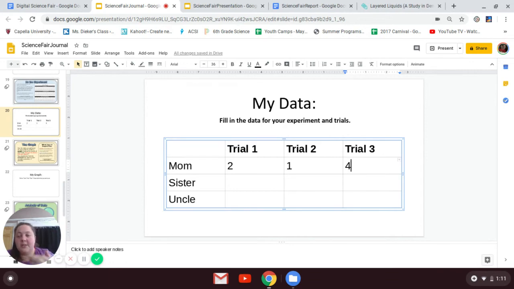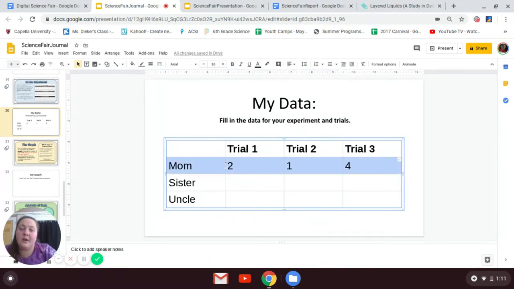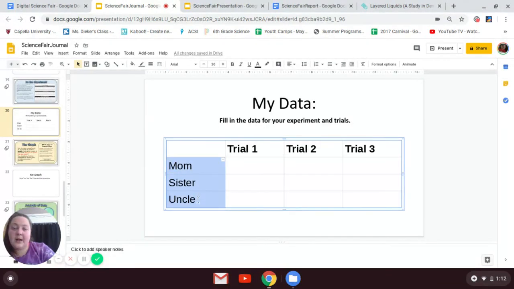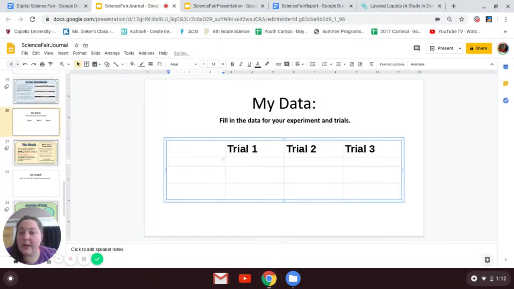All right? And then your sister would try 3 times. And then your uncle would try 3 times. Okay? This is the tricky part when you're doing your experiment. All right? And usually in class, I'm there to help you figure out what your trials are going to be. So if you are stuck on this and are not sure what to do for your experiment, please give me a call, because I really would like you to be successful in this and have fun.